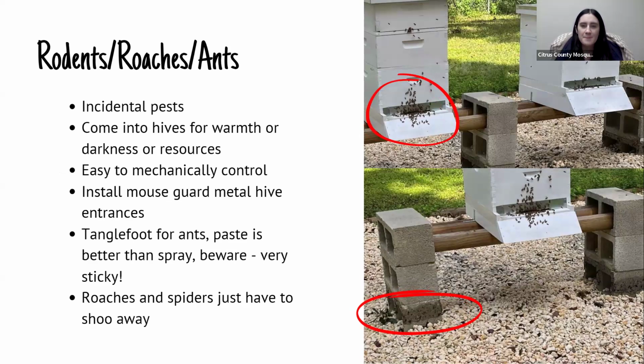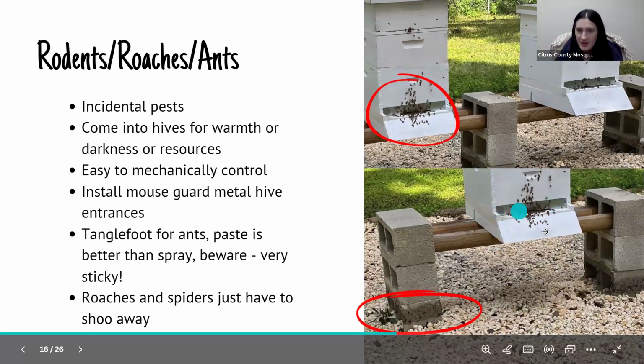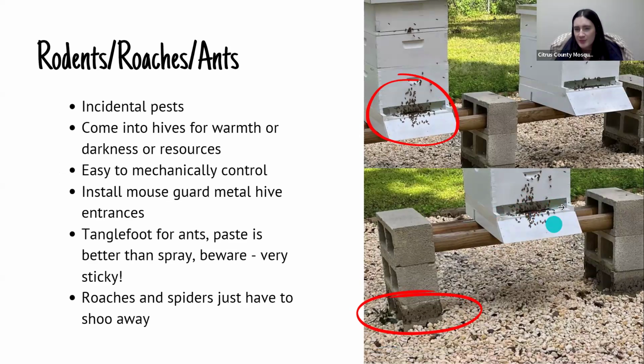So, any mice or rodents, if you have a problem with those in your area, you might want to get a metal hive entrance reducer. So that's what's pictured here, and that can help prevent any rodents from getting in there.